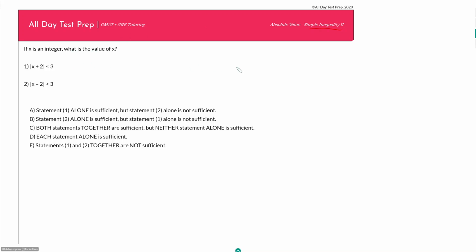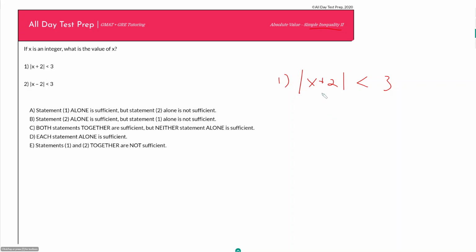Except now, instead of having just x under our absolute value sign, we have more of an expression. Statement 1 says the absolute value of x plus 2 is less than 3. However, the fact that we have an expression here doesn't change much, because before we said this means x is between -3 and 3.